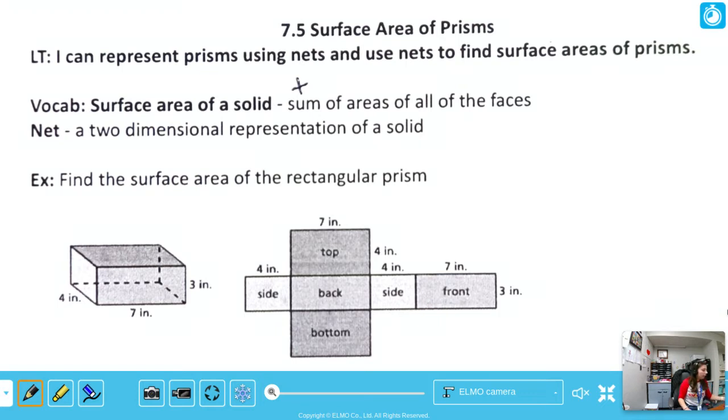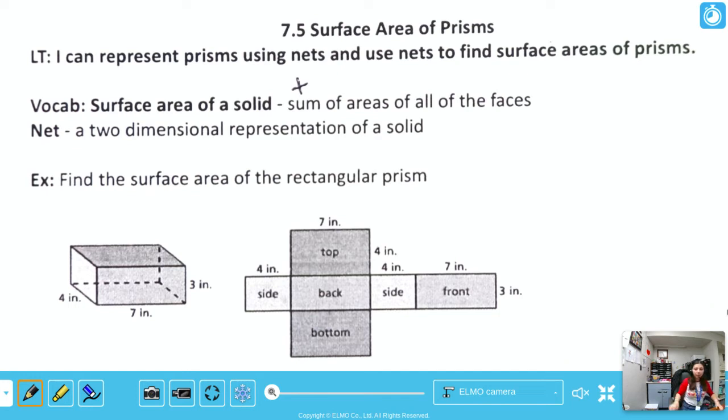Our second word is a net, a two-dimensional representation of a solid. So this solid here that I was just showing you, imagine that it was a box you got in the mail and you took a box cutter to cut open the box and it folded flat like this. This flat thing is called a net. It's a 2D representation of a 3D object. And this can help us find surface area because it a little more clearly shows all of the different faces.